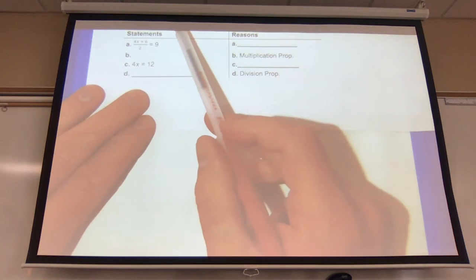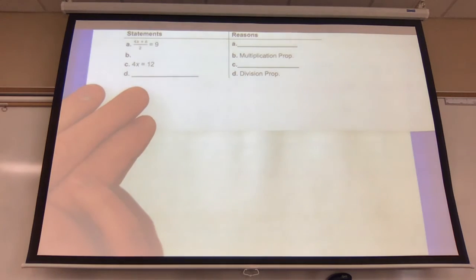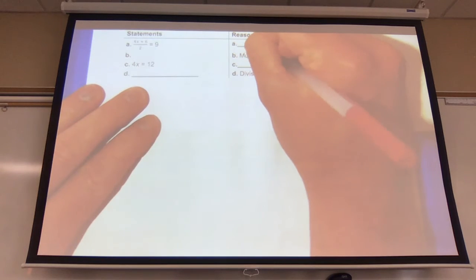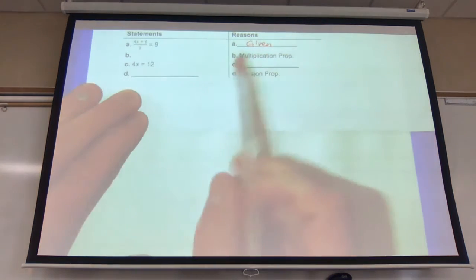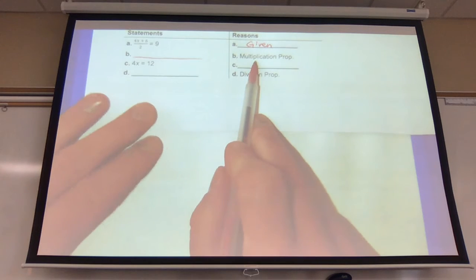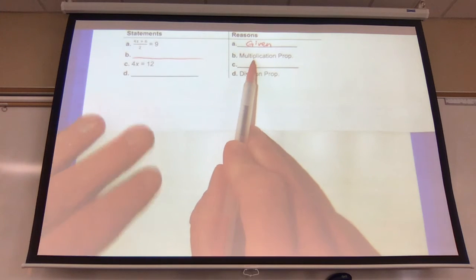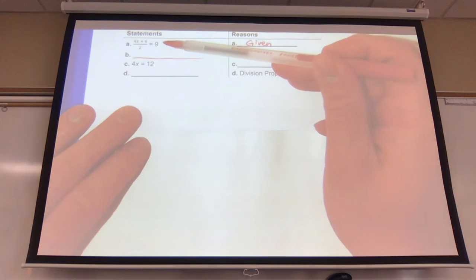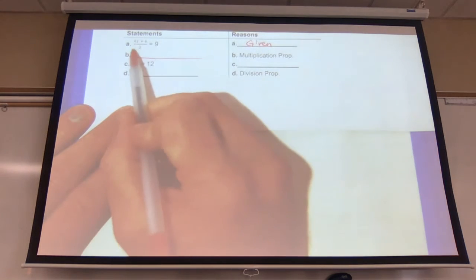Number 11, we got 4x plus 6 over 2 equals 9. We want to prove that x equals 3. First step, again, matches up with the givens. First step is given. And then we're missing a little blank here. What's the multiplication property next? Multiplication property says we get to multiply both sides by the same number. Anybody look at this first equation and figure out what we multiply both sides by? 2. Yep, we're going to multiply both sides by 2.